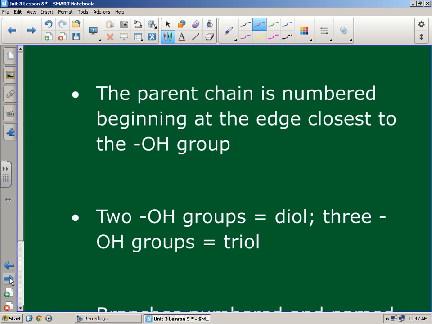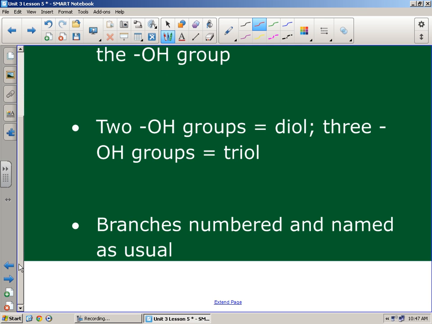The parent chain is numbered from the end closest to the hydroxyl group, so you have to start at the end closest to the OH group. And you can have more than one hydroxyl group on a chain, so if you had two, you call it a diol, and if you had three, you call it a triol, okay? And so on and so on. So you can have more than one OH group attached to that chain. Once again, since OH is the main feature here, you want to start at the end closest to that OH group. There are some exceptions to that, which we'll talk about, but basically that's how it goes.